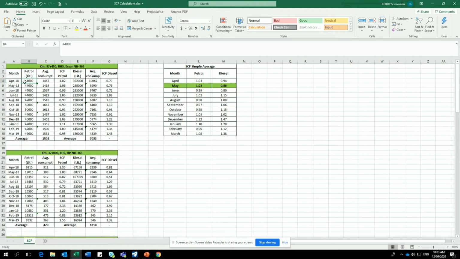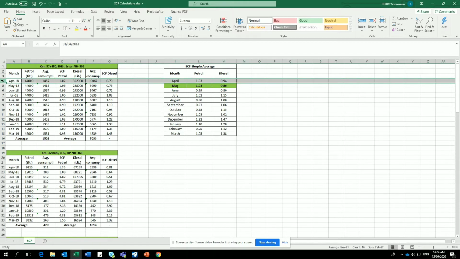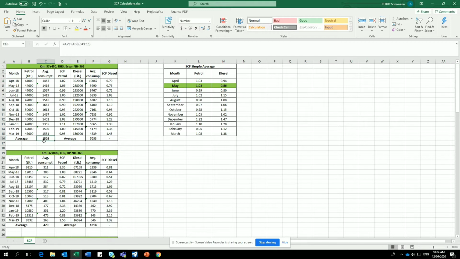See, this is the data you have collected. Petrol consumption was 44,000. Then the average consumption is just a division, per day actually. This average consumption is 1467 liters per day. Then the seasonal correction factor is just the total value in that month divided by the average, which is 1.02. Similarly for diesel also.